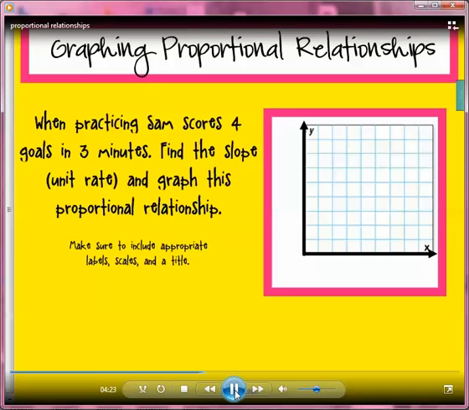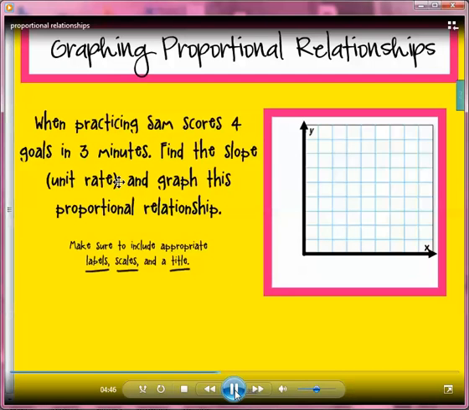Let's take a look at these. When practicing, Sam scores 4 goals in 3 minutes. Find the slope or the unit rate and graph this proportional relationship. So they're telling you that it's proportionate. So what you need to do is you need to label your independent and your dependent variables, determine your scale and your title. Let's do that one together.